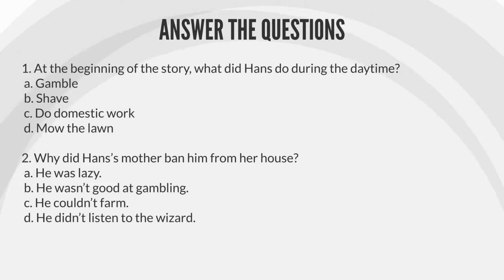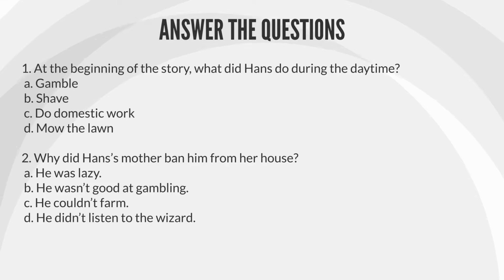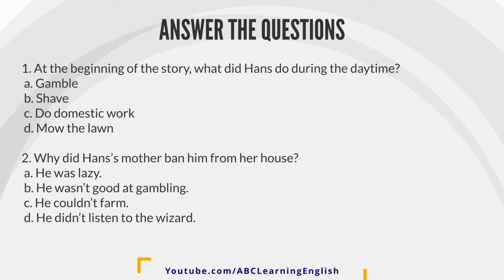2. Why did Hans's mother ban him from her house? A. He was lazy. B. He wasn't good at gambling. C. He couldn't farm. D. He didn't listen to the wizard.